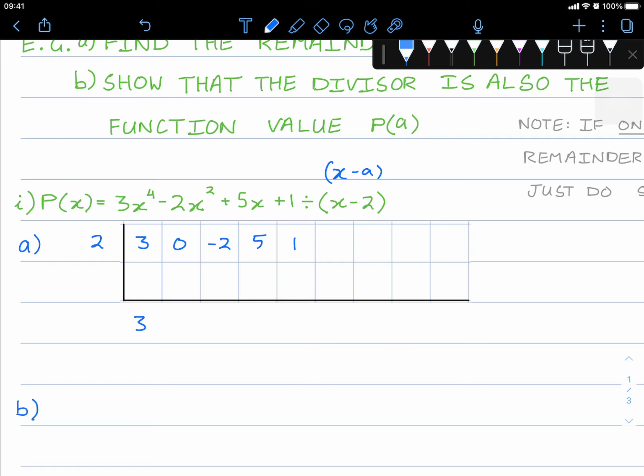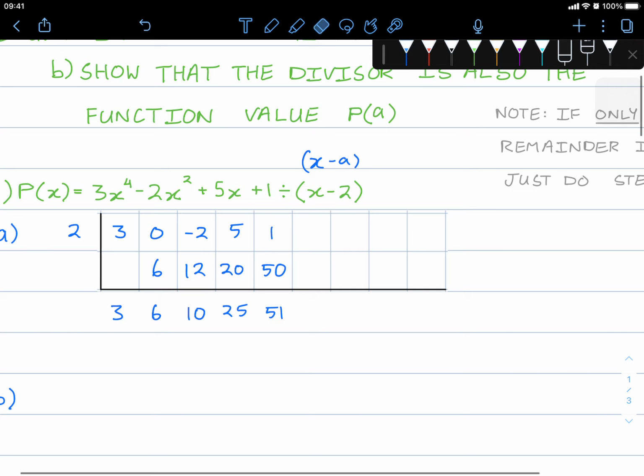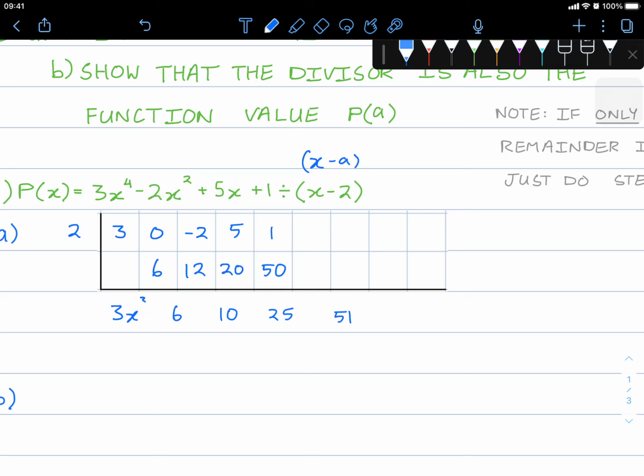Ignoring the first and multiplying, adding, multiplying, adding, multiplying, and adding. From here, always remember that the result is always 1 degree less than the original dividend, plus 6x squared, 10x plus 25, plus 51 over x minus 2.